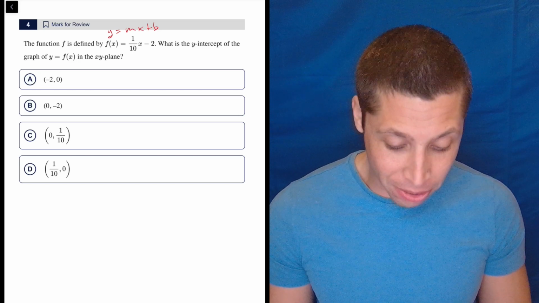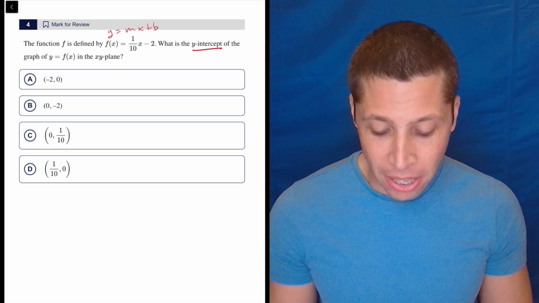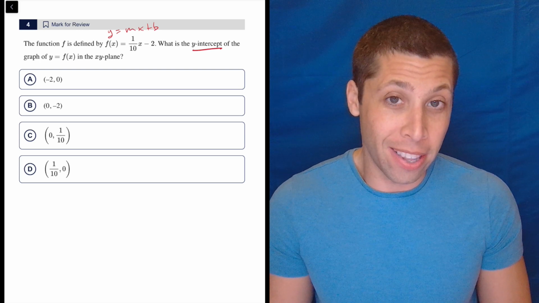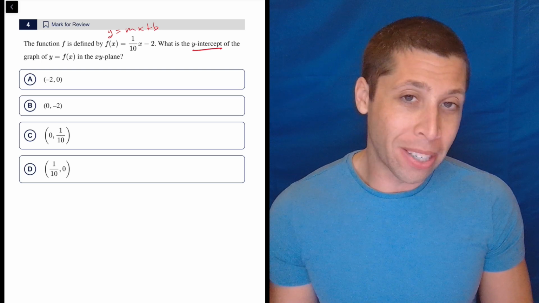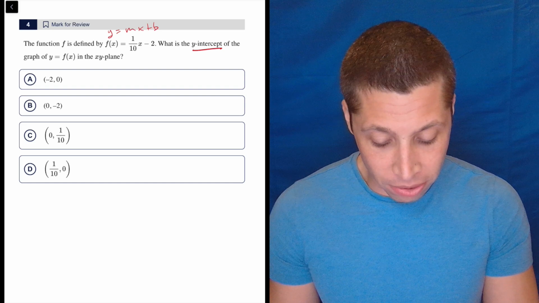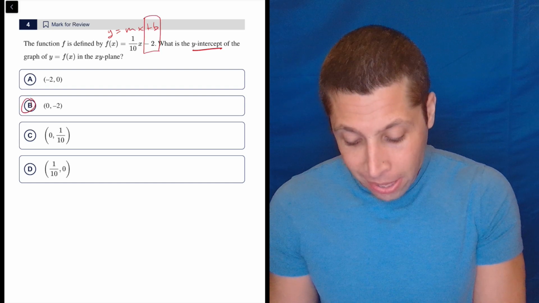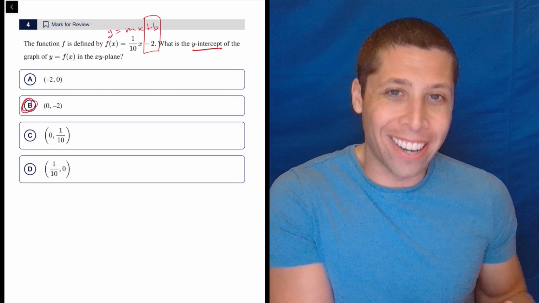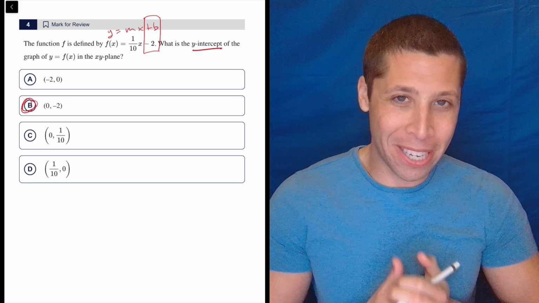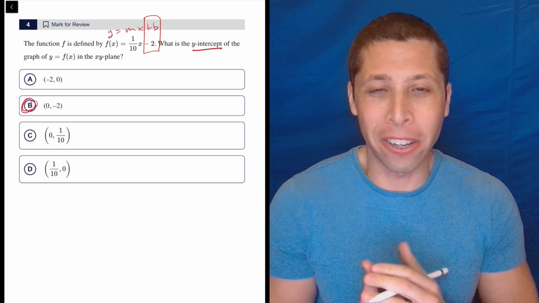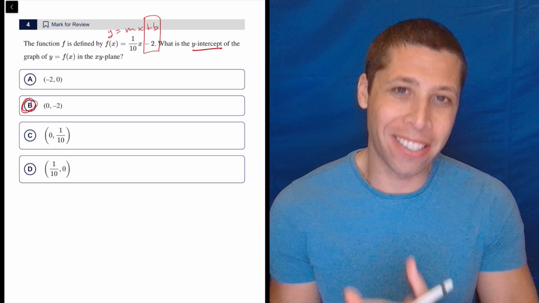But function f is defined by that. What is the y-intercept of the graph of this in the xy plane? Well, we know that when it's in y equals mx plus b, we just have the b part. So -2. And it's got to be the y coordinate, right? So why would someone pick A here? Because I guess they're confusing their x's and their y's, and that's such basic math.